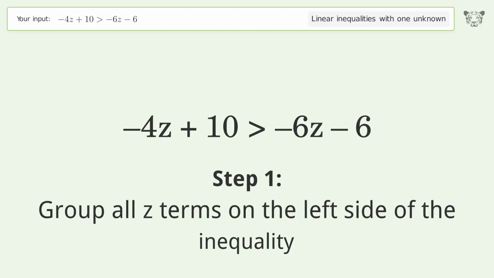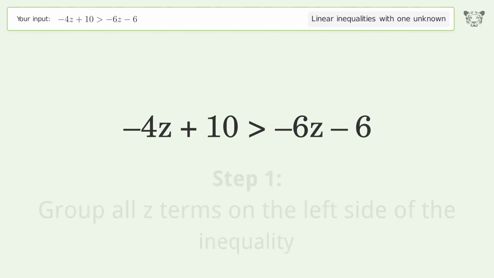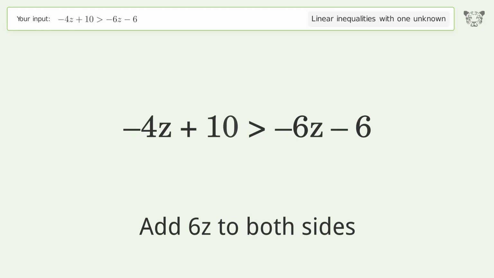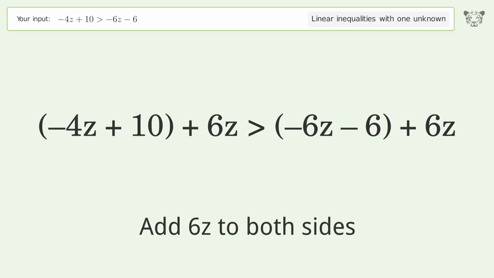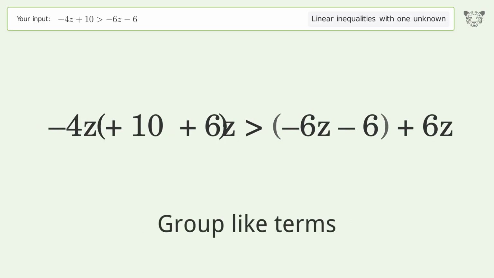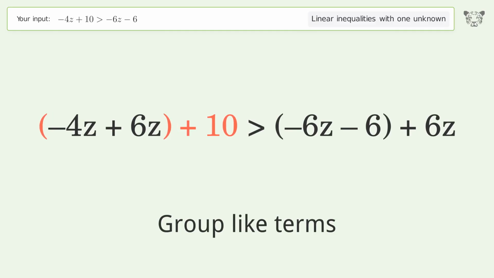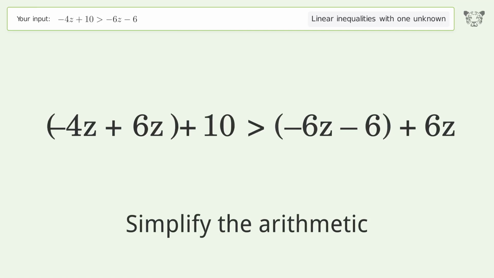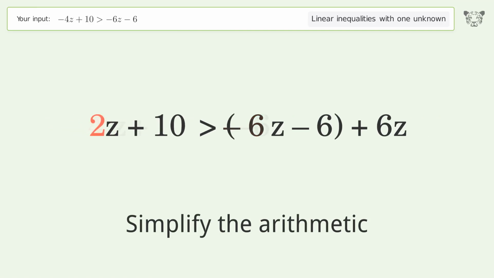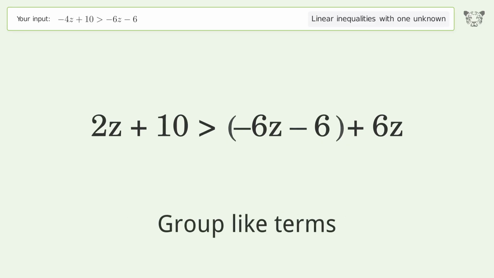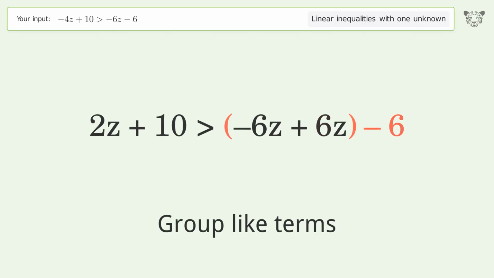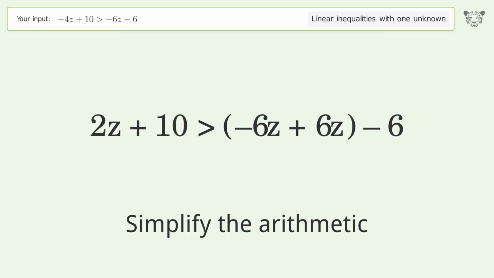Group all z terms on the left side of the inequality. Add 6z to both sides. Group like terms. Simplify the arithmetic. Group like terms. Simplify the arithmetic.